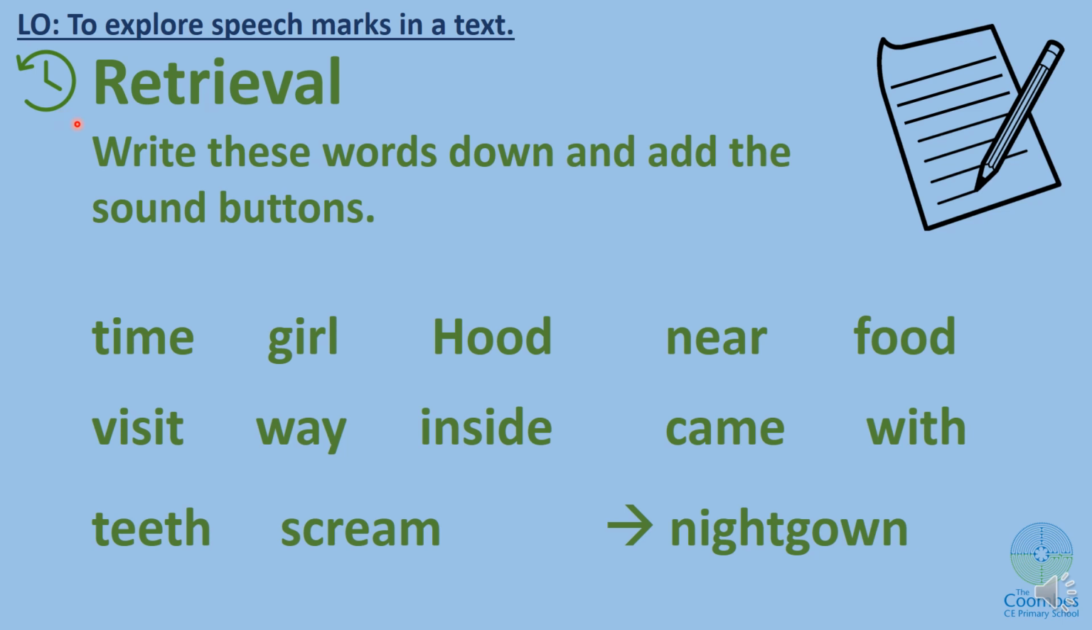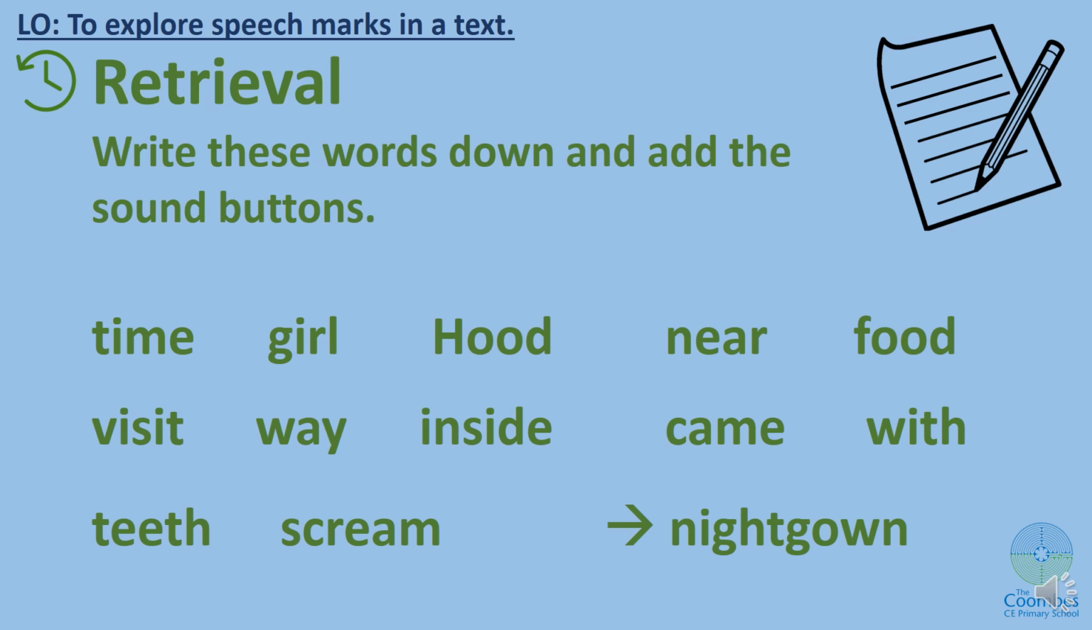We are going to start off with our retrieval practice, and our retrieval practice for today is writing words and spelling them correctly with sound buttons. These words are words that come up in the story quite a lot, so you will need to be able to spell them. So what you're going to do, you're going to need to write the words down and put the sound buttons on each word. I'll give you the example for the first two.